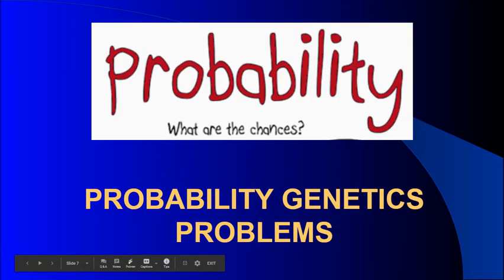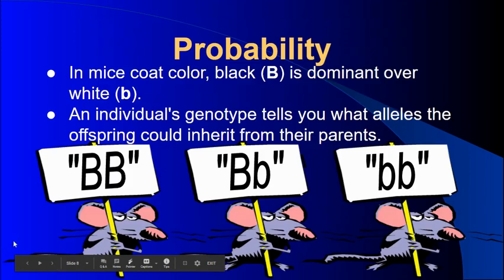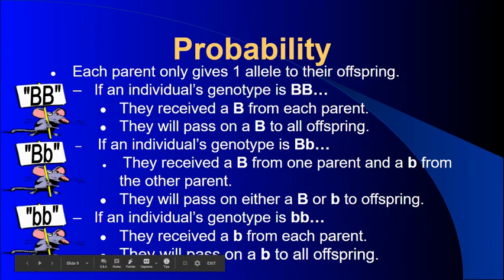So here's some examples of probability. In mice, coat color, black, and we'll use capital B, is dominant over white. So that would be lowercase b. An individual's genotype tells you what alleles the offspring could inherit from their parents. And each parent will only give 1 allele to their offspring.